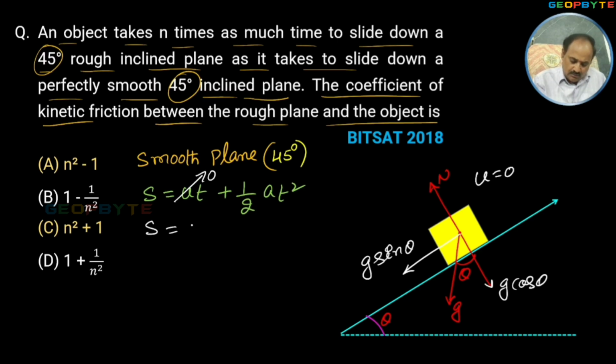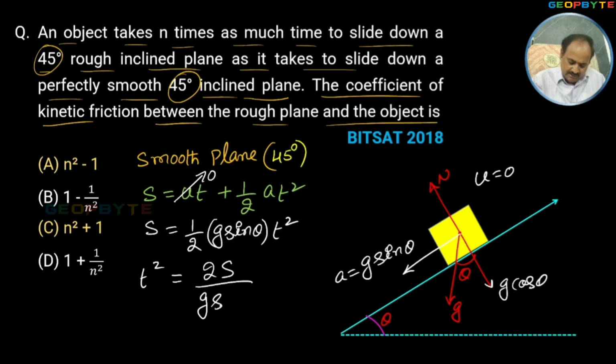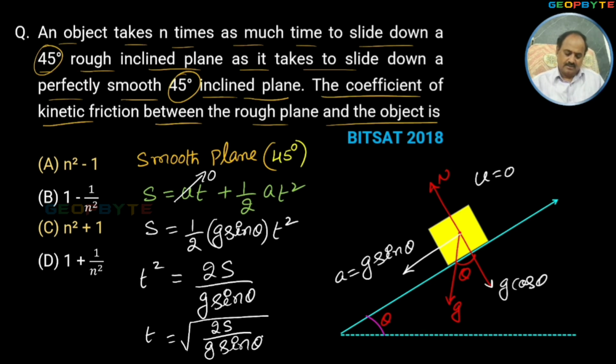Then s equal to half into a, where this acceleration a equal to g sin theta. So s equal to half into g sin theta into t square. From this, t square equal to 2s by g sin theta. Theta equal to 45 degrees. t equal to root over 2s by g sin theta. That is the time required for moving down on the smooth inclined plane.